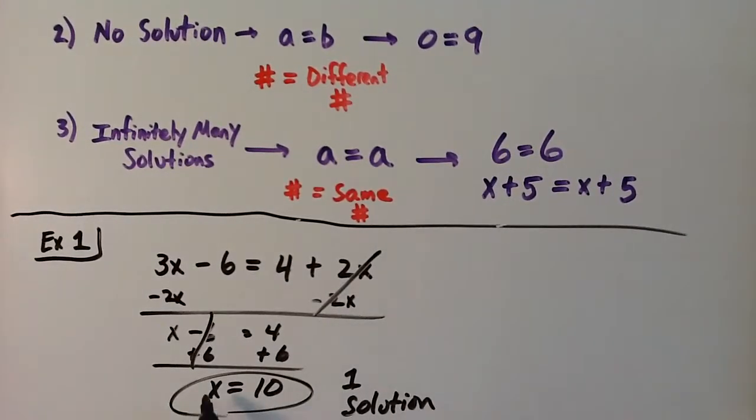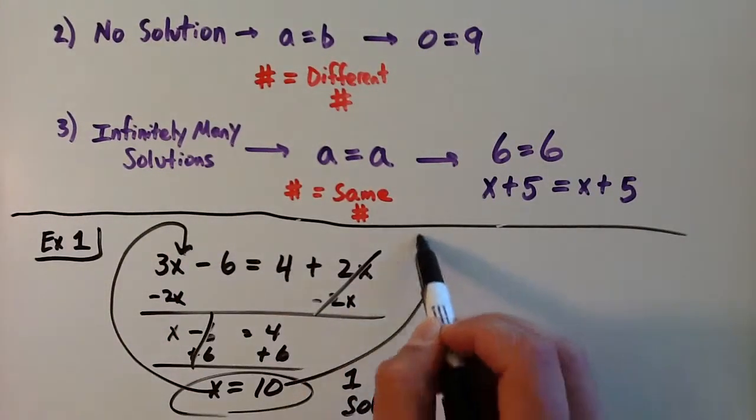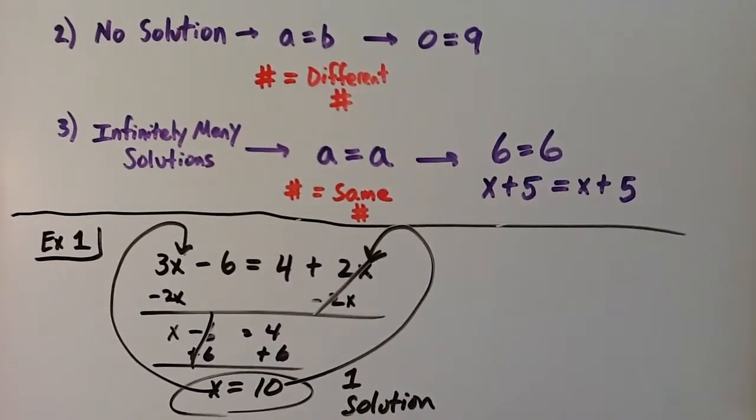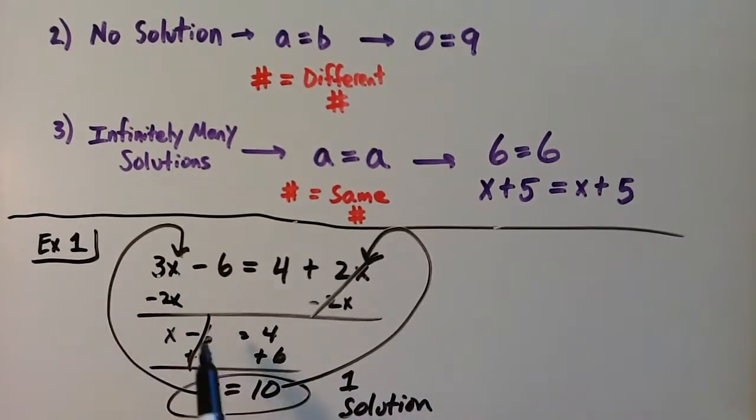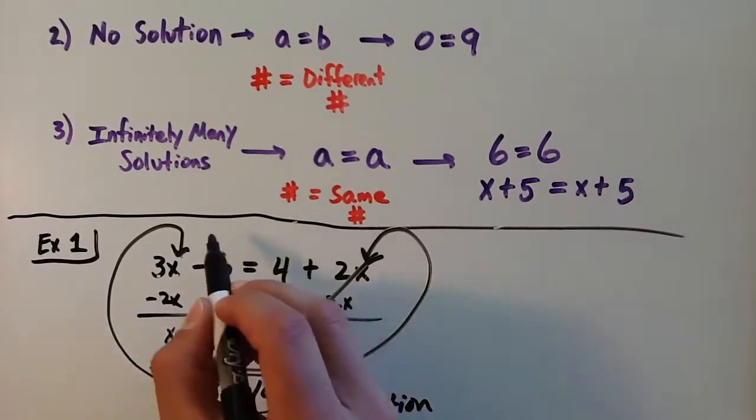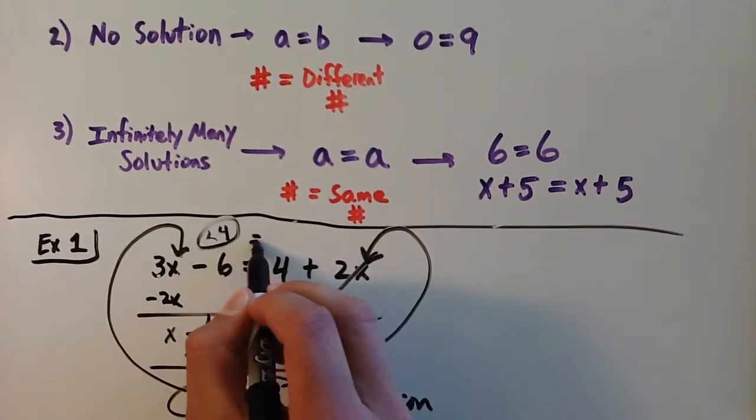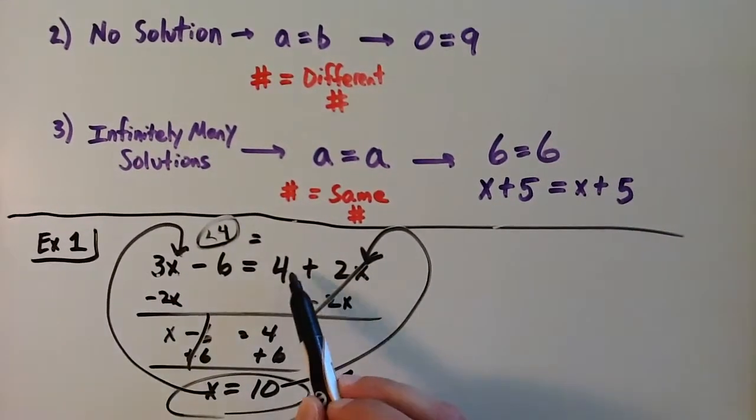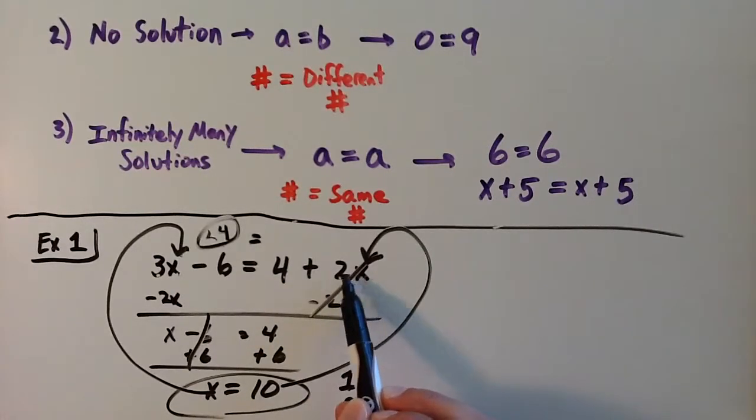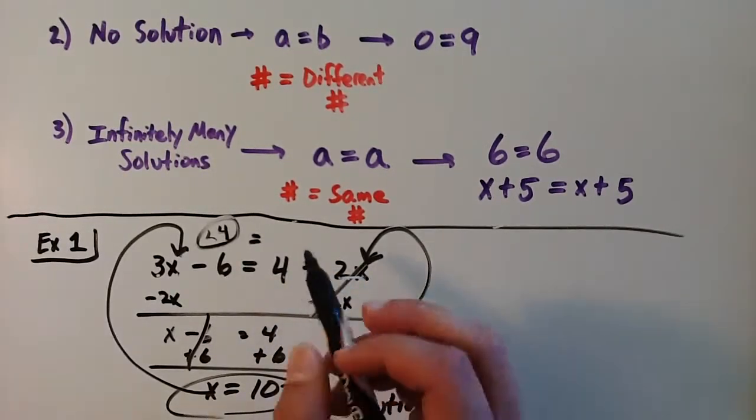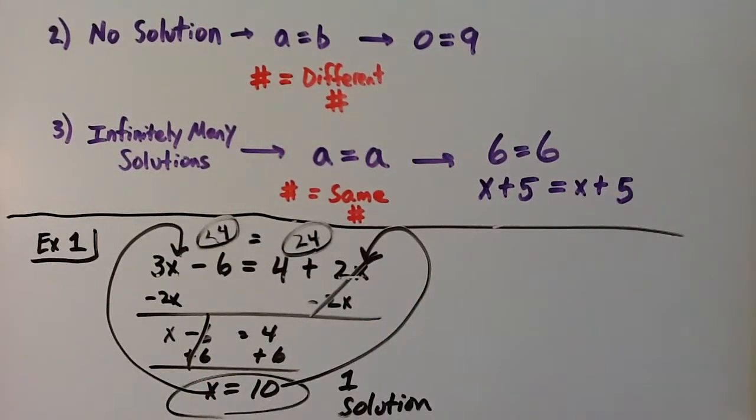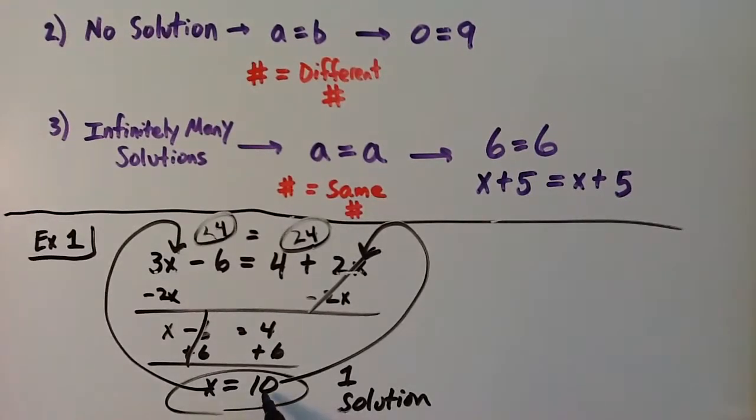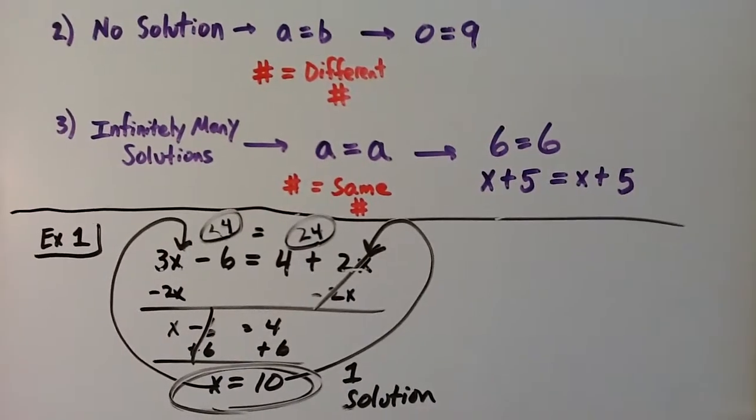Which means if I plug 10 in there and I plug 10 in there, the left side should equal the right side. Let's check and see. 3 times x, well 3 times 10 is 30, 30 minus 6 is 24. So I get 24 on the left side. Well, let's see if I get 24 on the right side. 4 plus 2 times x, well 2 times 10 is 20, 20 plus 4 is 24. So as you can see, the left side equals the right side. My equation is balanced, and the only value for x that would balance the equation would be this value right here, 10. So there's one solution to the equation.